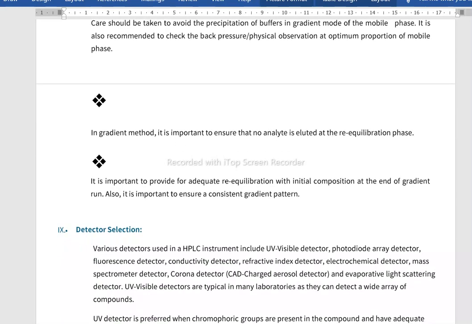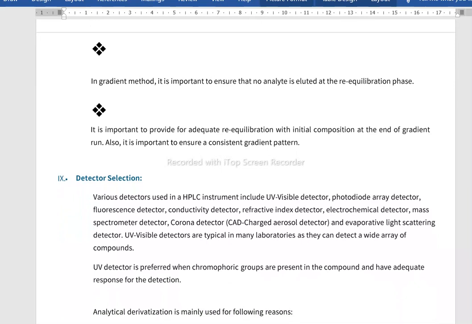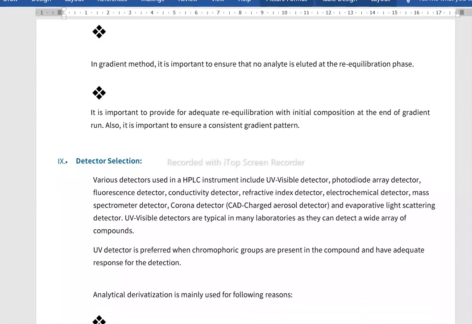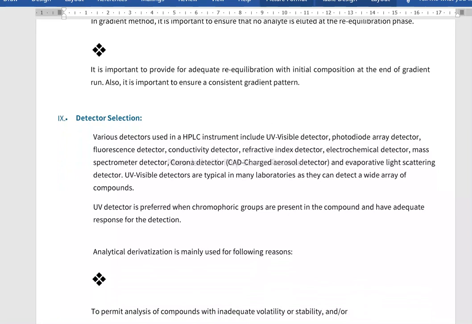And the next topic is the detector selection. How do you select your detector during the method development? Here is the answer. Various detectors used in HPLC instruments include UV visible detector, photodiode array detector, fluorescence detector, conductivity detector, refractive index detector, electrochemical detector, mass spectrometer detector, corona charged aerosol detector, and evaporative light scattering detector. Of all these, UV visible detectors are typically found in many laboratories as they can detect a wide array of compounds.